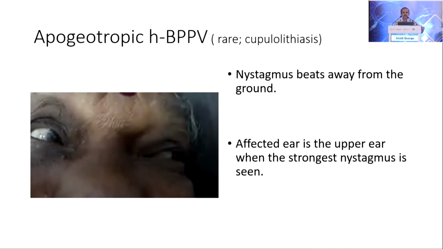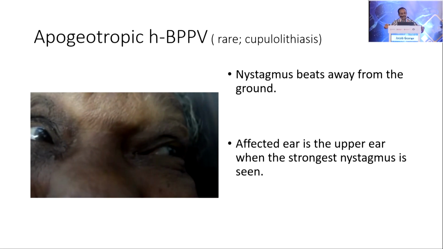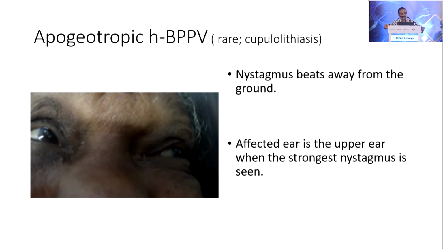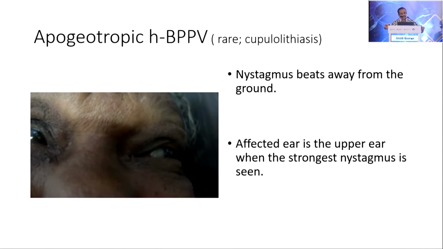Whereas in the apogeotropic type, if the nystagmus is more when you do the head roll test to the left side, then the right ear is at fault, the upper ear is at fault. So apogeotropic means away from the ground. So this patient's head is turned towards the left side. Now you see the nystagmus which is beating towards the right side, that is away from the ground.